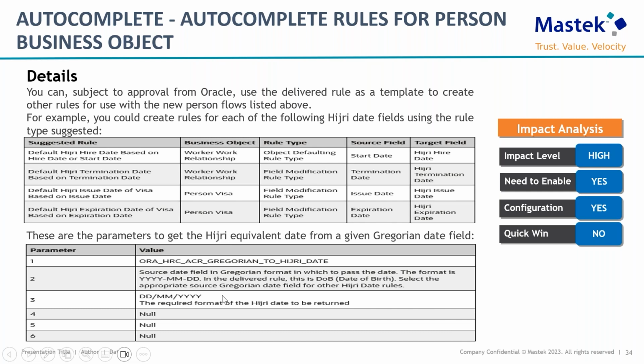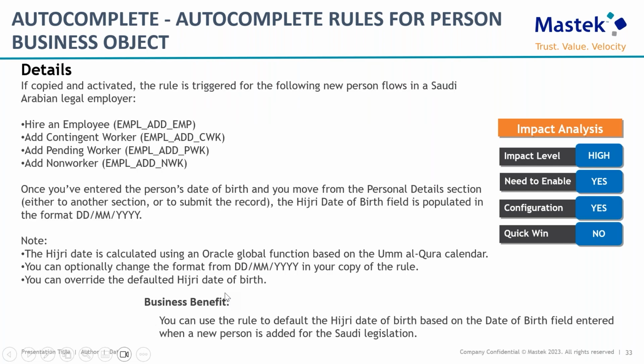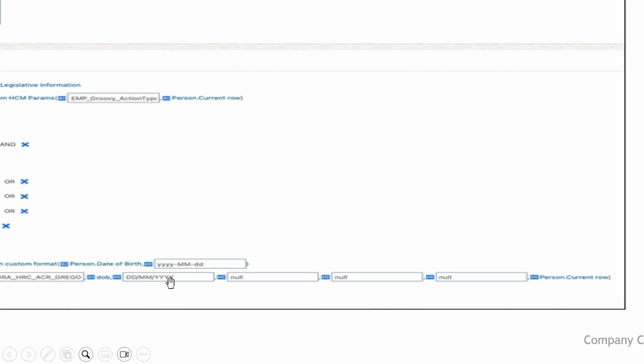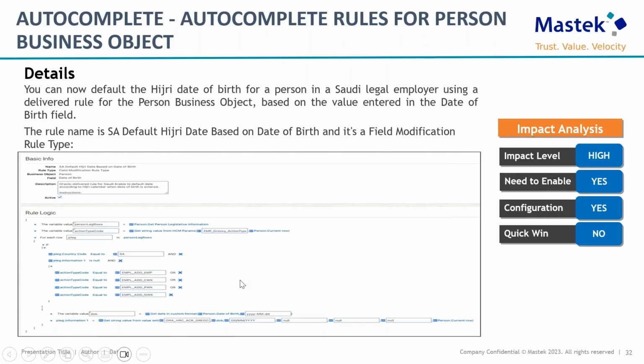These are all about the parameters that we give. The parameters are the value for Gregorian to Hijri date and the source date of the Gregorian format to pass the date. Okay, and the required format of Hijri date, and all other parameter values will be passed as null in this template where we have looked at the autocomplete rule.